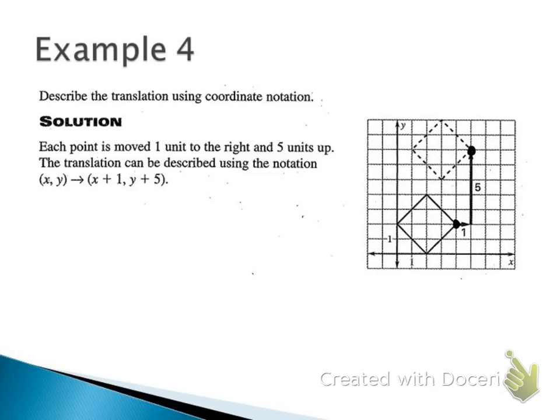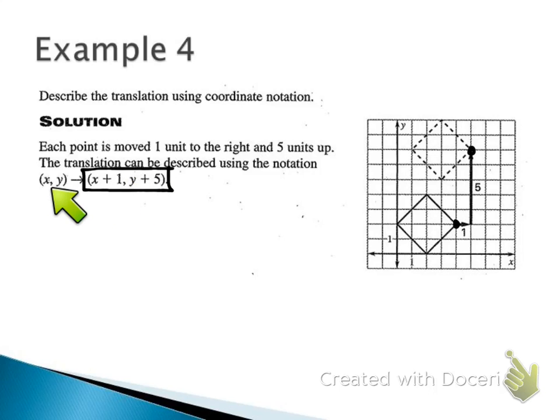When you move it to the right, you add to your x value. Remember, changes left and right happen to your x. Up and down happens to your y. So I need to add 1 to my x and add 5 to my y. So that's your answer. It's actually already on the board. So under example 4, you can just write the answer. This will show you exactly what the notation looks like.